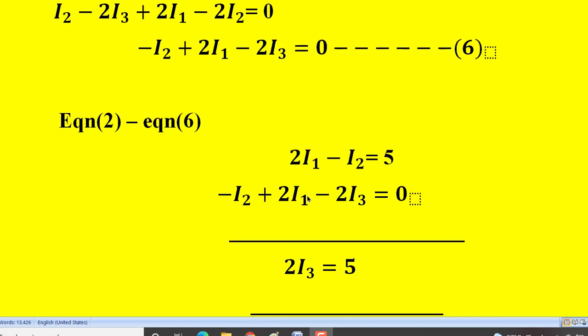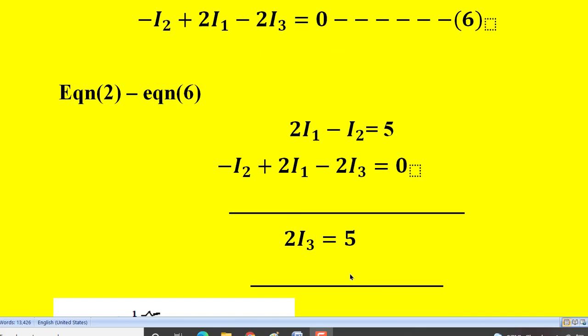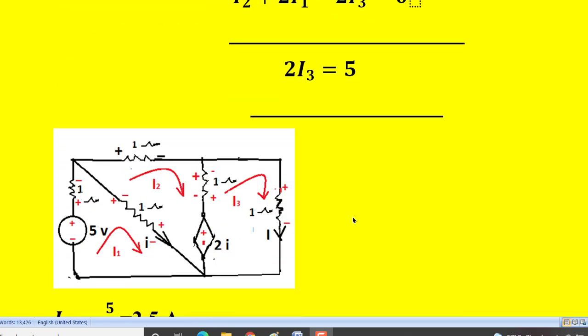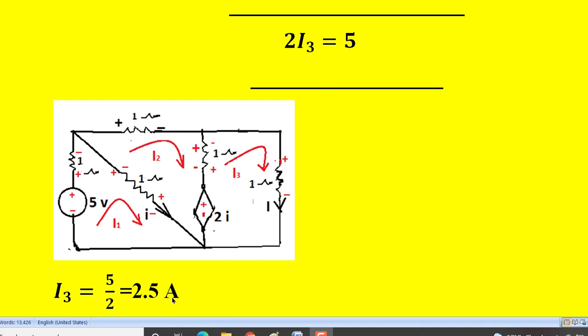Once we subtract this, we get 2I1 minus 2I1, so it is going to get cancelled. Minus of minus I2 means plus I2. Here minus I2 is there, so plus I2 minus I2 is going to get cancelled. Here minus of minus 2I3 means it will become 2I3. And 5 minus 0 means we get 5. So from this we can get I3. I3 is nothing but 5 by 2, that is 2.5 amperes.